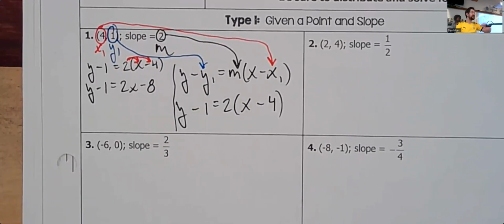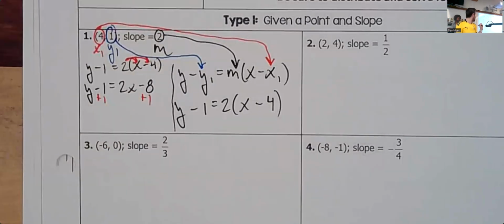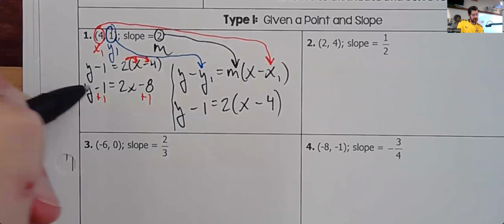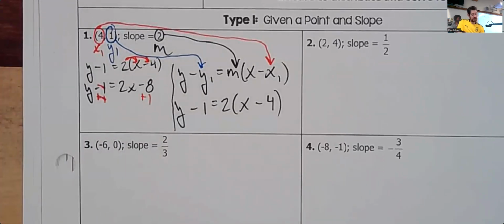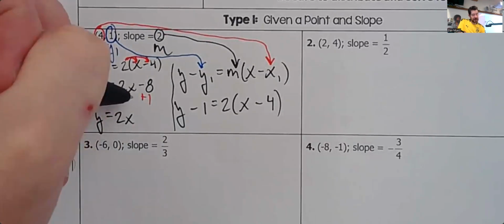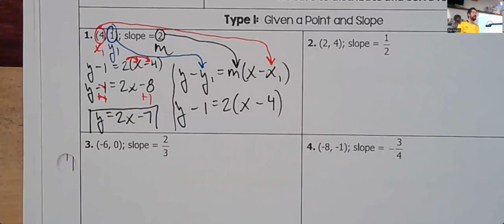So this is just basic algebra now. And then we're going to add 1 to both sides. And remember, the 1 does not add to the 2x. The 1 only adds to the negative 8. So we're going to get y equals 2x. Negative 8 plus 1 would be negative 7. So that would be what we end up with. Y equals 2x minus 7. That's our answer.